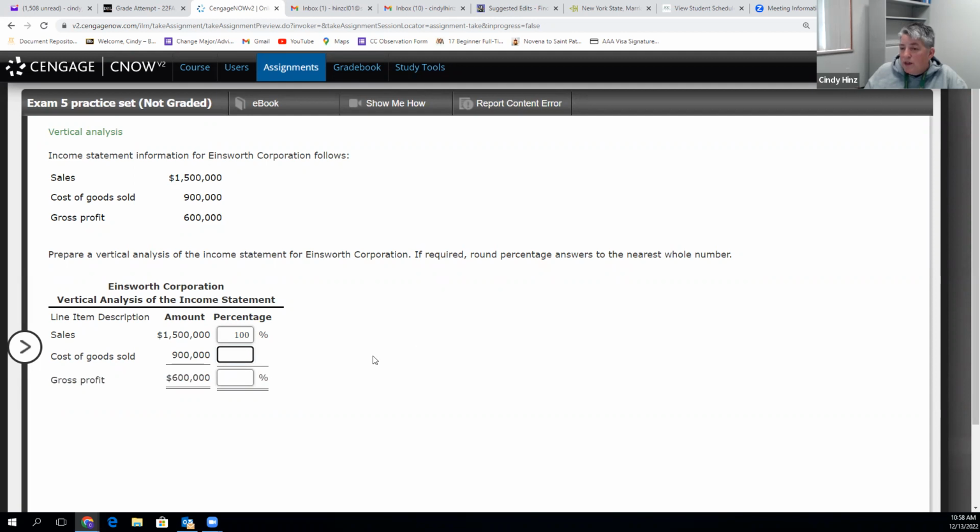So to do a vertical analysis up and down, vertical analysis of the income statement, we set the sales at 100%, and then we express the lines that come after that as a percent of that total sales. So 900,000 out of 1.5 million is 60%, 0.6 or 60%. For the gross profit, we can just subtract. If cost of goods sold is 60%, that leaves 40% as gross profit. But you would get the same answer if you did the math. 600,000 divided by 1.5 million is 40%.